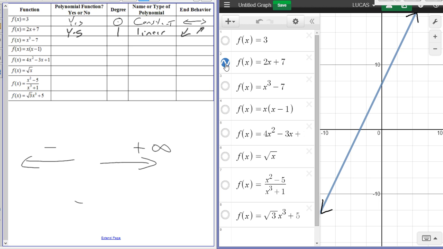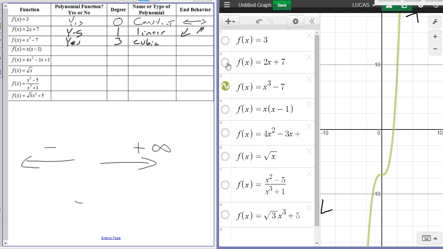Okay, so for the next one, we have x cubed minus 7. So notice this is going to be a polynomial. Okay, we call this a third degree polynomial, and this is a cubic. Okay, and notice our end behavior. Again, it's ending high, starting low from the left. So end behavior, we'll just put arrows letting us know if it ends in the negative or ends positively.